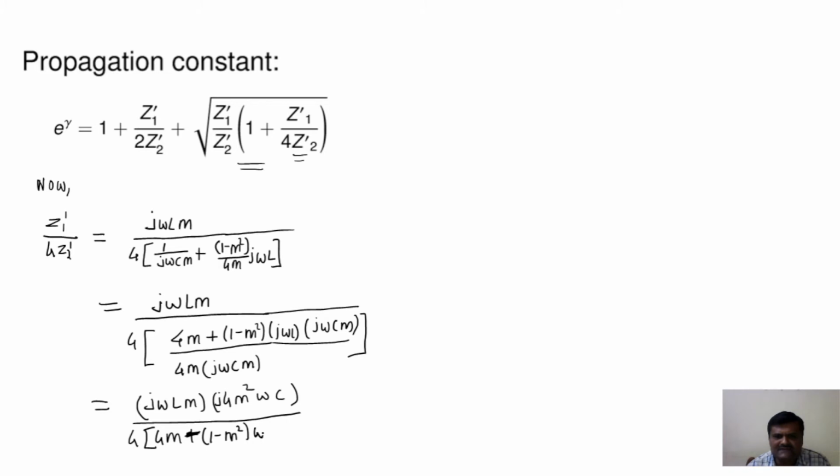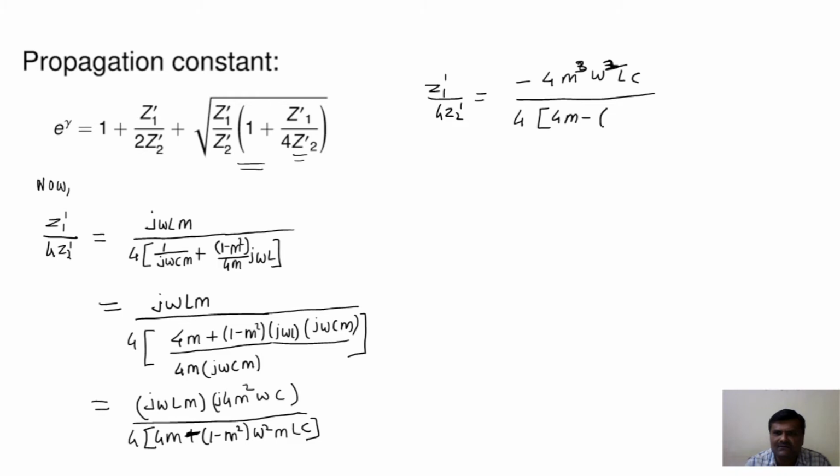Next part is omega square, then m, then L and C. So z1 dash divided by 4 z2 dash equals minus 4 m square omega square, and this m square and this m make m cube, omega square, m cube, then L and C. So it is minus 4 m cube omega square LC divided by 4 into bracket, it is 4m minus 1 minus m square omega square m LC.